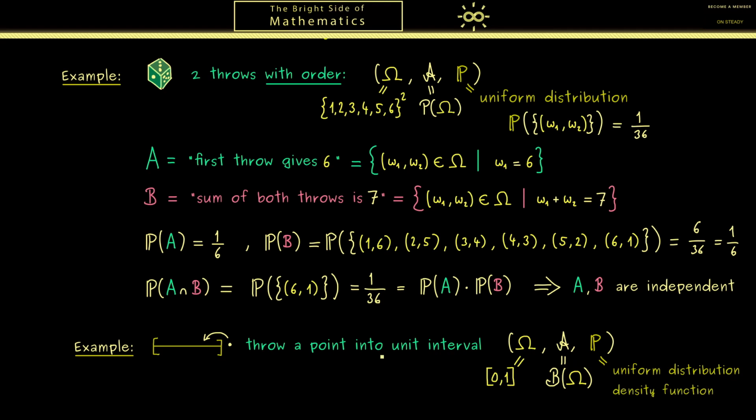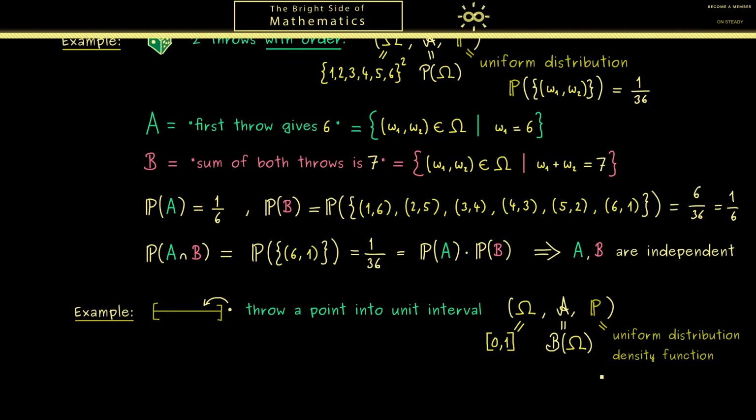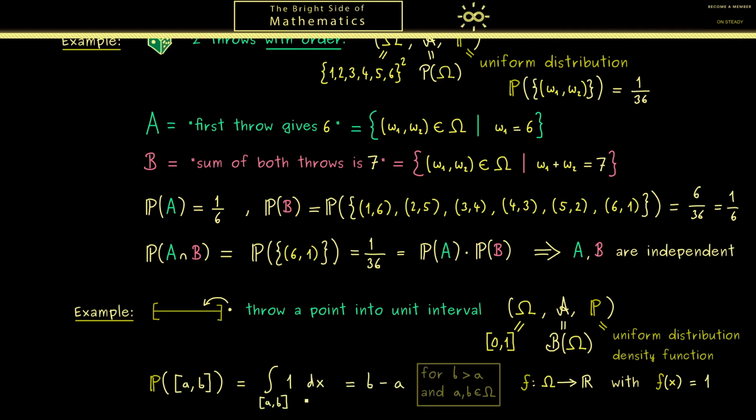However, now we have it in the continuous case, which means instead of a probability mass function, we have a probability density function. Hence, this uniform now means we have a constant density function. And here, because we have the unit interval, we have the constant 1. As a reminder, this means when we want to measure the probability of an interval [a, b], we have the integral over this interval of the density function, which should be b minus a. However, of course, this only makes sense if we choose b greater than a and [a, b] in omega.